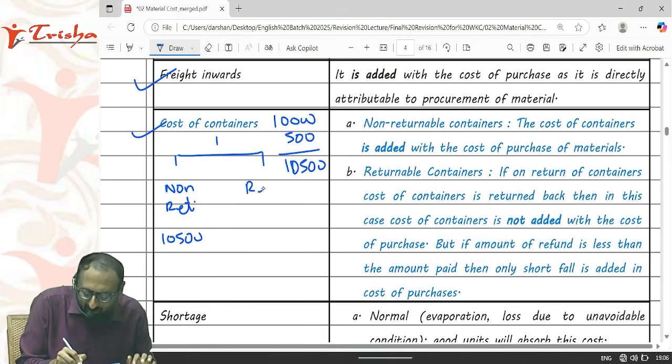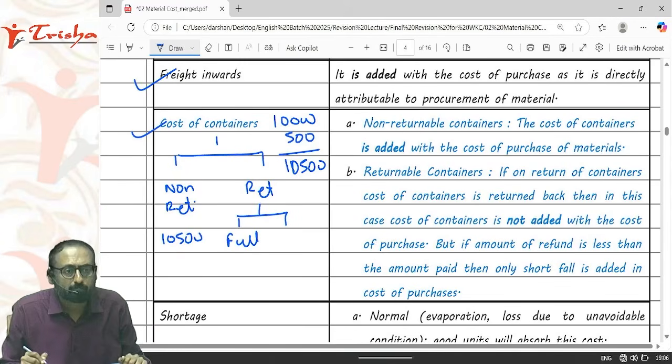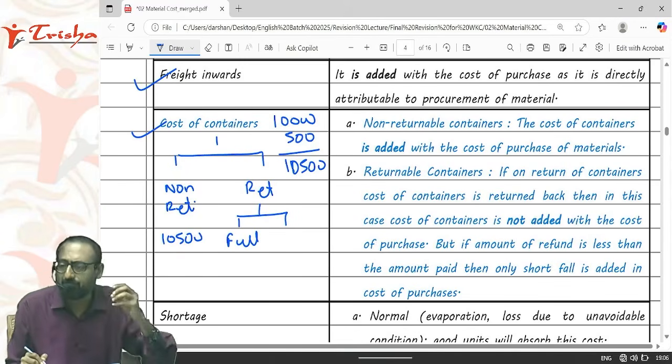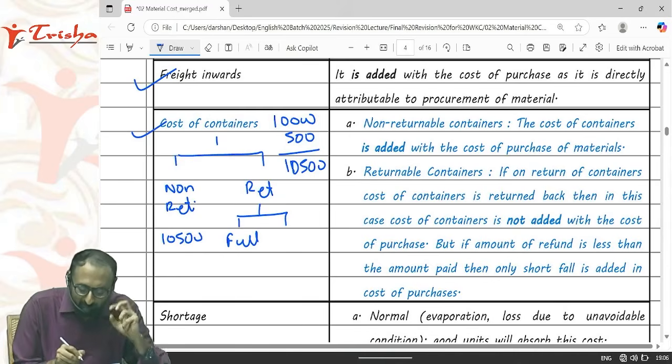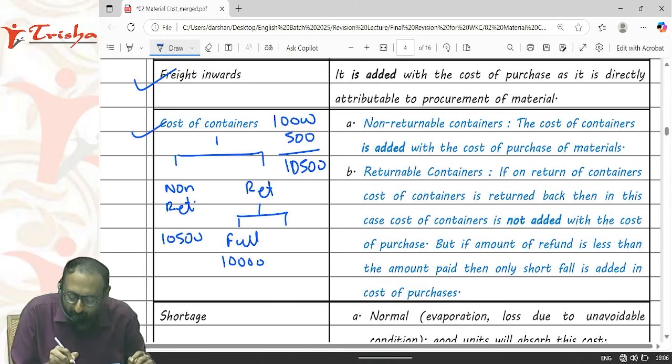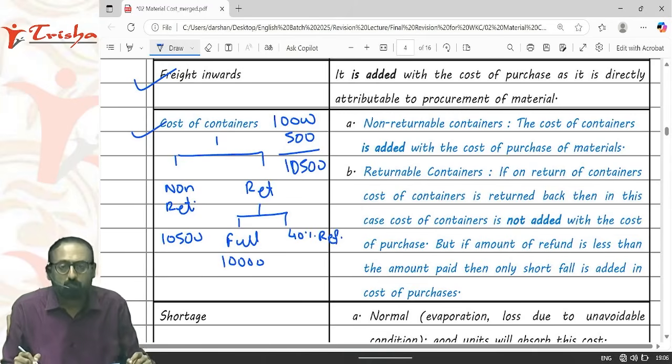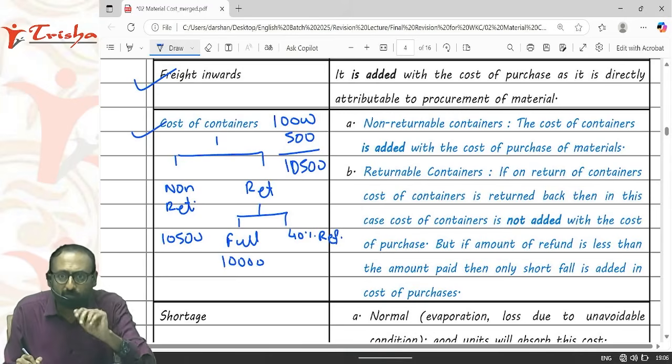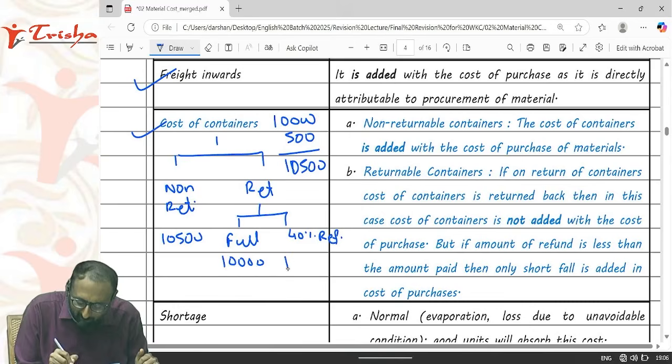10,500. Sir, container is returnable and full refund is available to you. Now you tell me this material will be recorded at how much? Is it 10,000? But what if only 40% is refunded? Not the entire amount will be refunded. Then this material will be recorded at 10,300.